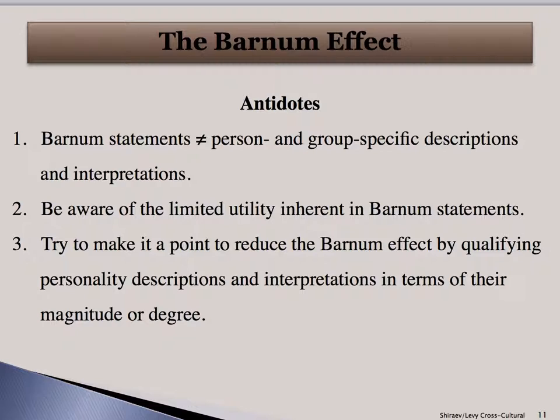So like all of the other distortions that the book talks about, they offer some antidotes to the Barnum effect. So the first one is to learn to differentiate Barnum statements from person and group-specific descriptions and interpretations. Be aware of the limited utility inherent in Barnum statements. Specifically, remember that although Barnum statements have validity about people in general, they fail to reveal anything distinctive about any given individual or sociocultural group. Whenever feasible and appropriate, make it a point to reduce the Barnum effect by qualifying personality descriptions and interpretations in terms of their magnitude or degree.